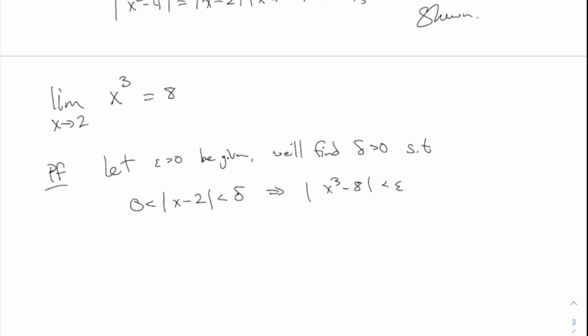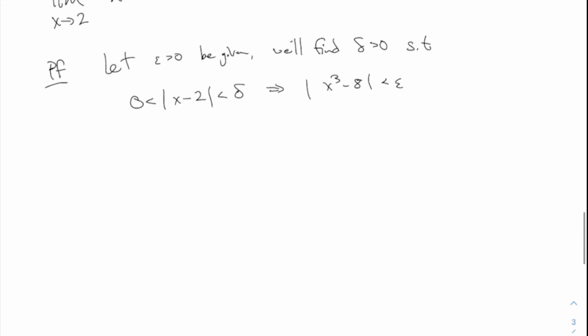Okay, let's try not to think too hard about this. You just got to get it started. Simplify x cubed minus 8. Any ideas here?